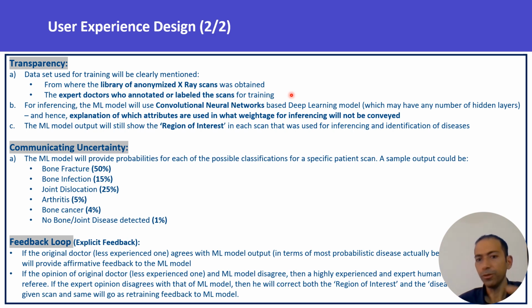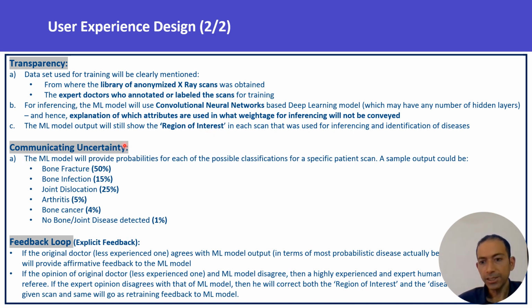Now for inferencing, we will use the CNN-based approach, which is a deep learning approach. So it will not be possible to tell patients what attributes and what weightages were used for the final decision, because in CNN and deep learning models, it's not possible to explain the model to a third party. That drawback will be there because you can't work around that. But the ML output will show the region of interest: even though I can't explain the attributes and their weightages, this is the region of interest from where the disease was identified.